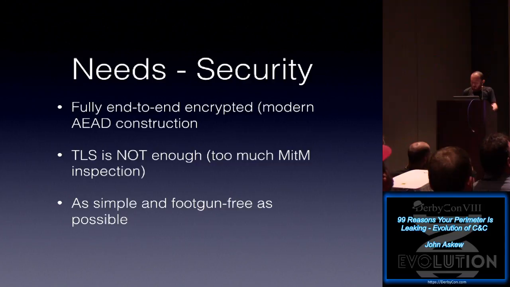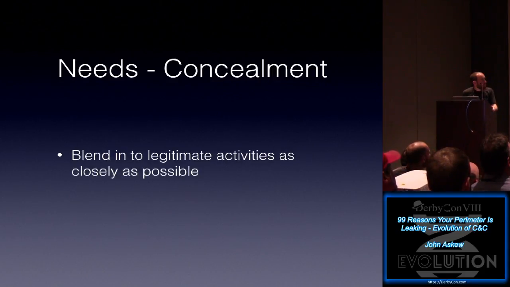So security is important. And so thinking about the needs for a command and control framework, we've got to think about encryption and authentication. So in particular, TLS is not enough today. Not every single organization out there is doing man-in-the-middle inspection of TLS, but enough are that it should just be assumed. And we should make this security built in and as simple and foot-gun free as possible, because we don't want to shoot ourselves in the foot. Which I don't know what a foot gun would actually look like. I'm thinking.